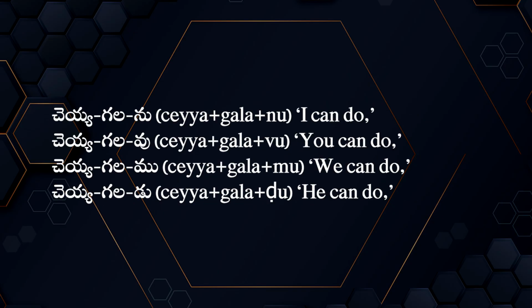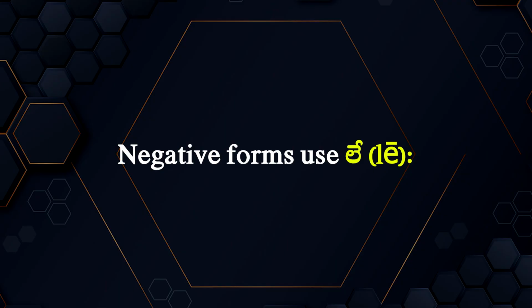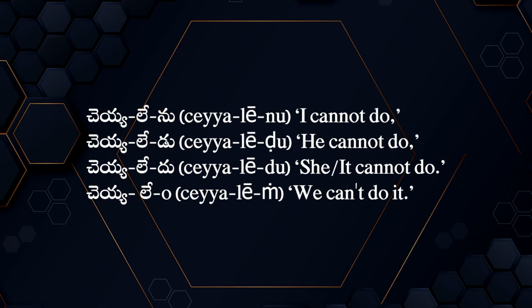For instance, చెయ్యి, meaning to do, becomes చెయ్య, combines with gala, చెయ్యగలను, I can do, చెయ్యగలవు, you can do, చెయ్యగలము, we can do, చెయ్యగలడు, he can do, where gala expresses ability and suffixes mark the subject. Negative forms use lay. చెయ్యలేను, I cannot do, చెయ్యలేడు, he cannot do, చెయ్యలేదు, she or it cannot do, చెయ్యలేం, we cannot do it.